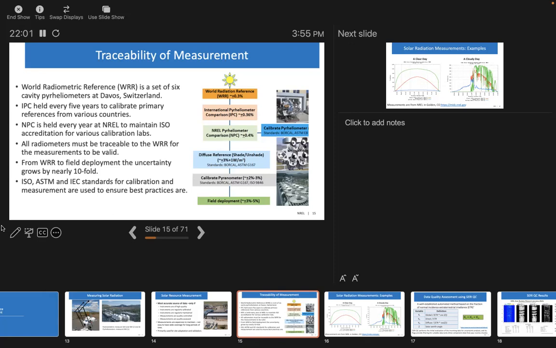It could be at NREL. So what happens is every 5 years there is an International Pyrheliometer Comparison, IPC, in Davos, but in the other 4 years IPC comes to NREL because there is a requirement from ISO that inter-comparisons be held every year to maintain ISO accreditation. So every September, if you come to NREL with these cavity radiometers, there are people from probably 30 countries sitting out there on the deck staring at the sun.